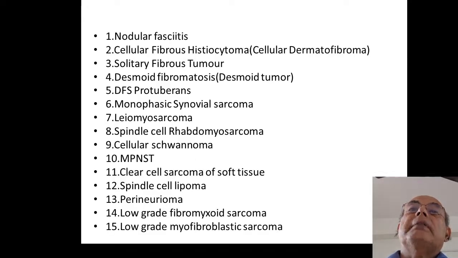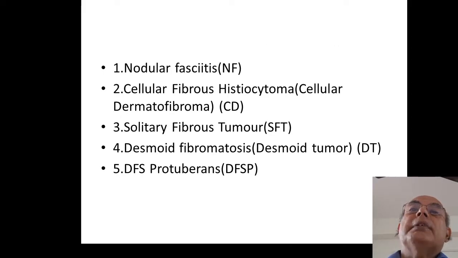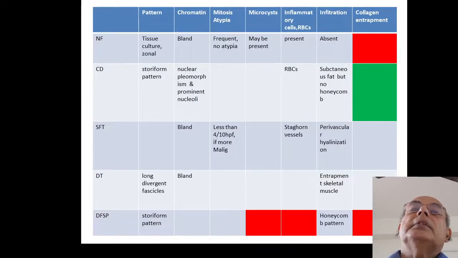These are the conditions I will discuss. For the sake of simplification, I have divided them into 3 groups. This is the first group. In case of nodular fasciitis, irregular fascicular growth pattern, which is also called tissue culture like. There may be zonal pattern also, that is hyper and hypocellular areas, bland chromatin, frequent mitosis but no atypia, microcysts may be present, infiltration absent, and collagen entrapment absent.